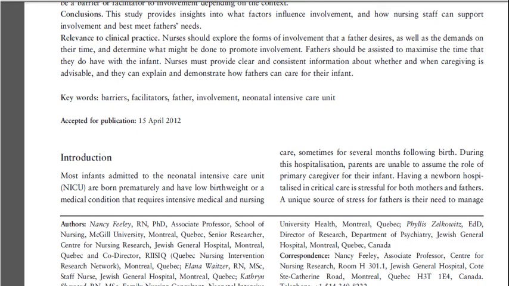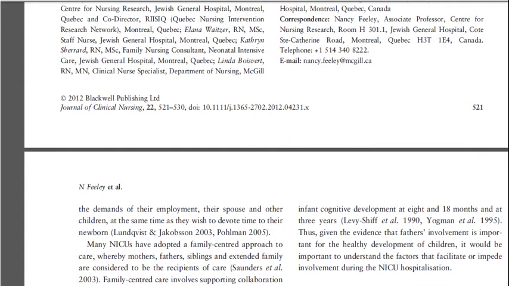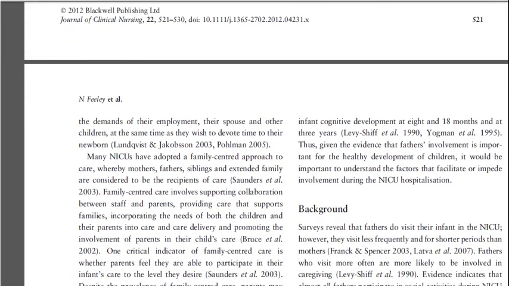Okay, and in this case, it introduces the topic and gives you a purpose of the study in the introduction, and then it goes on in the background to discuss the literature. Okay, so let's look at this introduction. It goes on to talk about the problem at hand, okay?